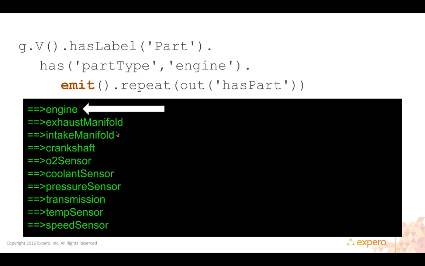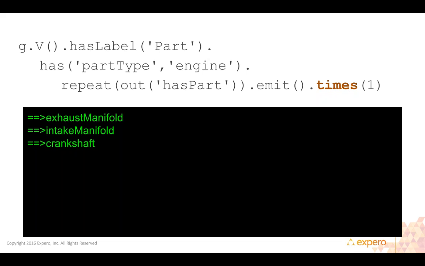Now, if you put the emit before the repeat step, you'll notice on the first example, we didn't actually get the engine, the top level part back in the results, but you can change where you put the emit. And if you want to get that, you can put that before the repeat. So these are all variations on this repeat step.